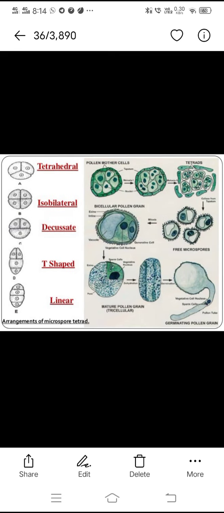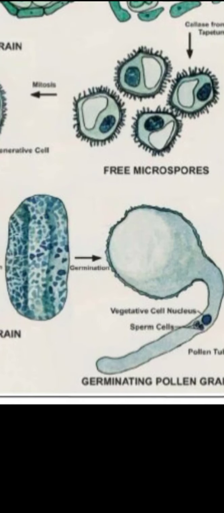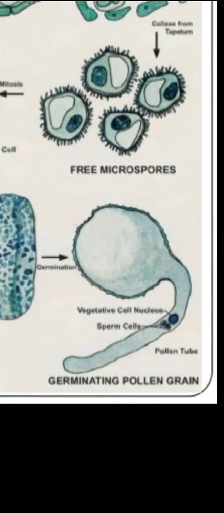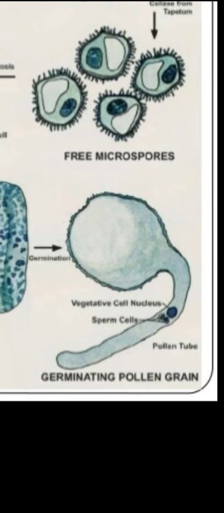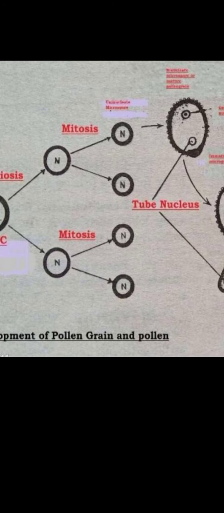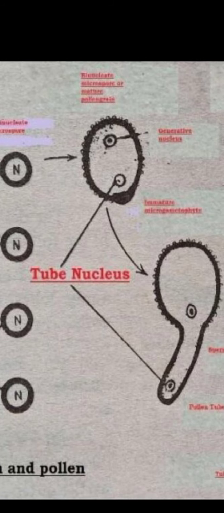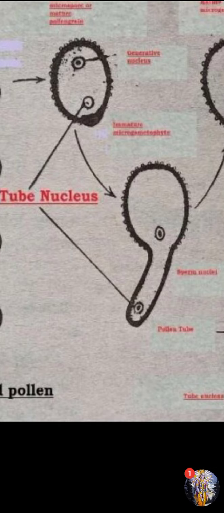Now we will go on to the next slide. These are the different types of microspore arrangements: tetrahedral, isobilateral, decussate, T-shaped, and linear. This is not of much use. This is a well-developed germinating pollen grain, which consists of a vegetative cell nucleus and a generative cell nucleus. This is the process of microsporogenesis. A microspore mother cell, which was diploid, undergoes meiosis, and then mitosis to form these, which are called microspores. This is the structure of the microspore, that is, the pollen grain. They form the pollen tube. I'll explain this in detail.